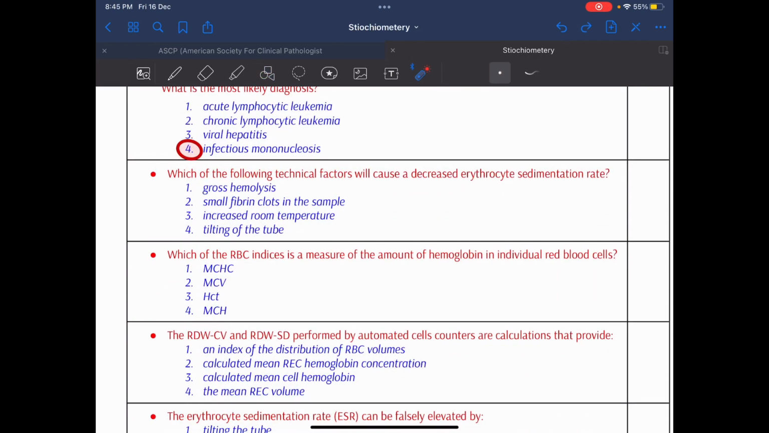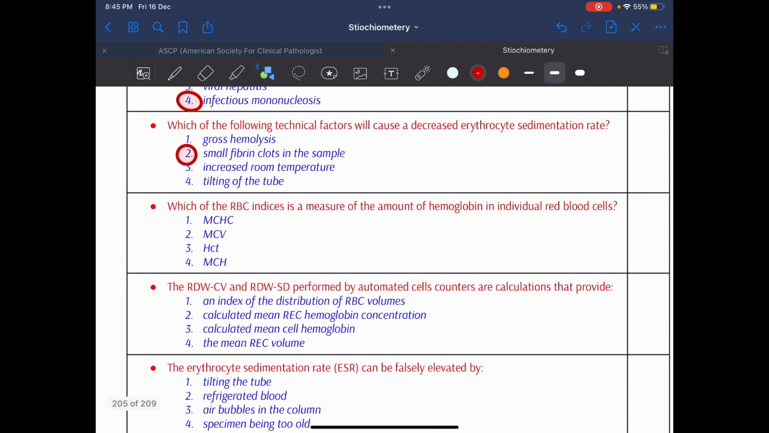Next question. Which of the following technical factors will cause a decreased erythrocyte sedimentation rate? Gross hemolysis, small fibrin clots in the sample, increased room temperature, tilting of the tube? The correct answer is 2. Small fibrin clot in the sample.